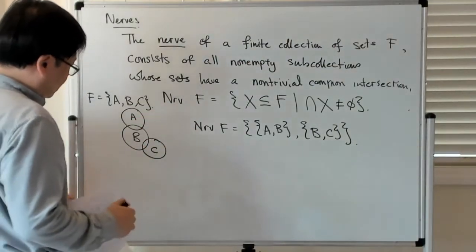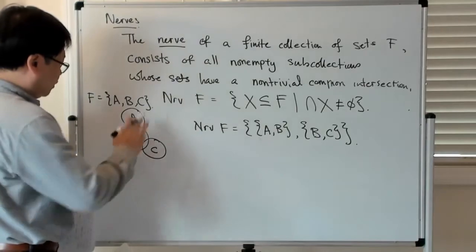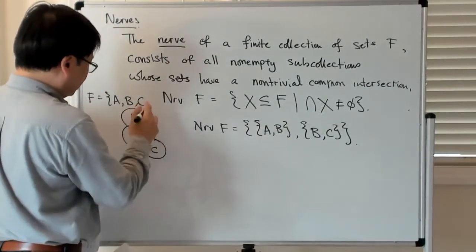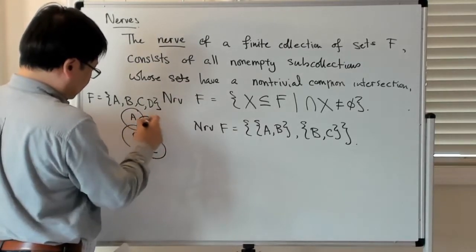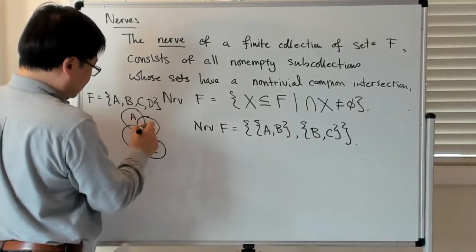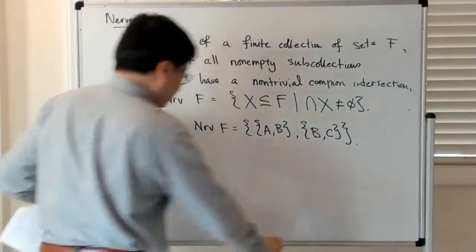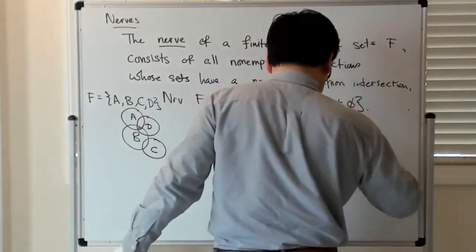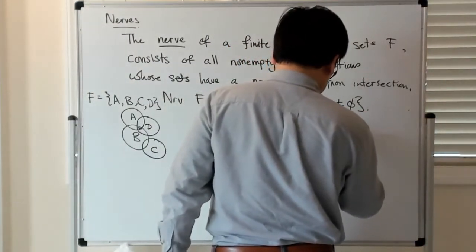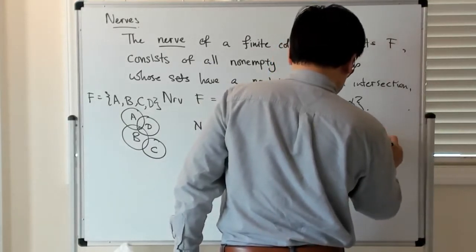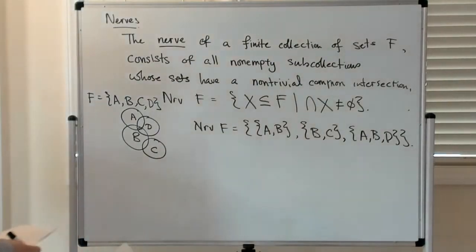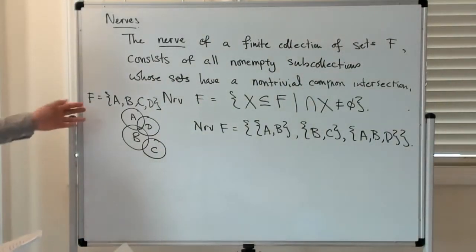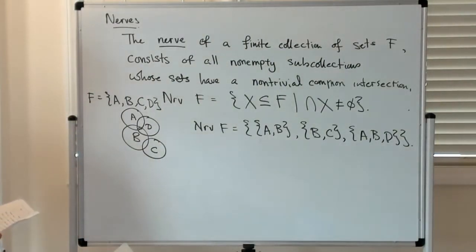Maybe let's expand the example a little bit. Let's include D to this, and let's say D has a non-trivial intersection with A, B, and C. Then I would add A, B, D as another term inside this nerve. Hopefully that gives you an idea of what we're talking about here.